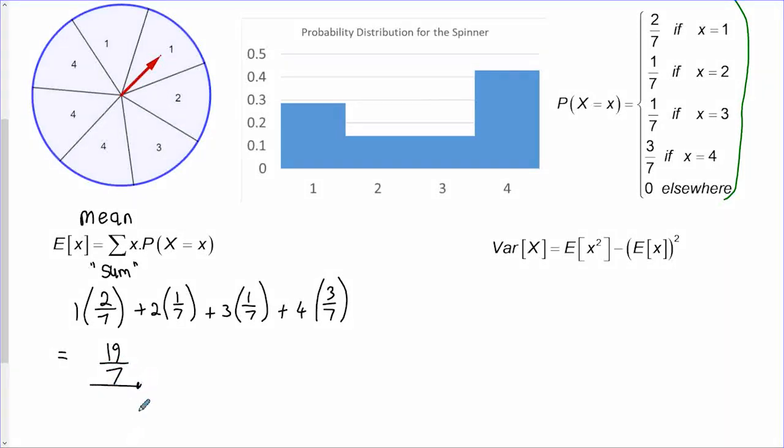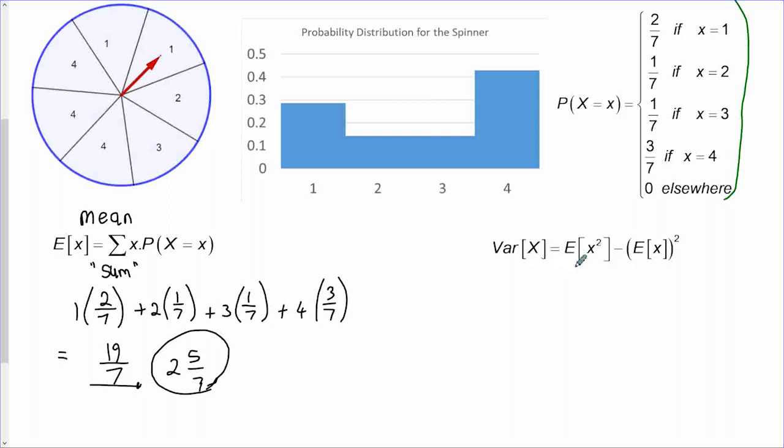And that's what's called the expected value. It's like a weighted average of our outcomes. 19/7 is actually 2 and 5/7, yeah, 2 and 5/7. That's like the average score, the mean score. So that's the first concept we need to be comfortable with, and that formula is given on the formula sheet.